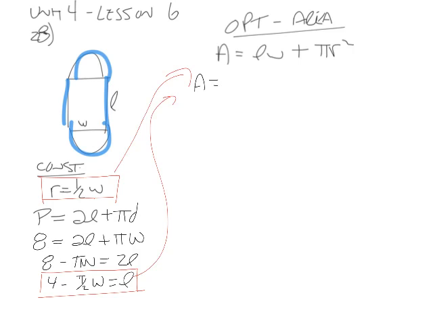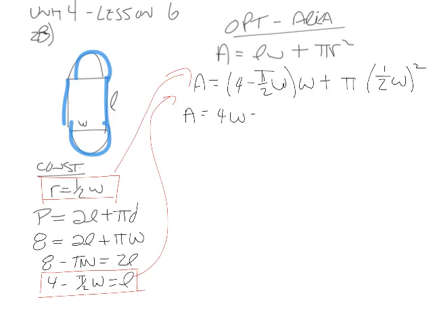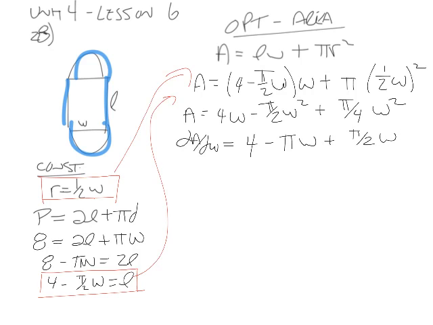So the area would become, length is 4 minus pi by 2 W, times W, plus pi, and the radius is 1/2 W squared. I want to clean this up before I do anything else. 4W minus pi by 2 W squared plus, 1/2 squared is a quarter, so I'm going to have pi by 4 W squared. Now I'm going to take the derivative of area with respect to width, as we do with optimization questions, and I end up with 4 minus pi W plus pi by 2 W.